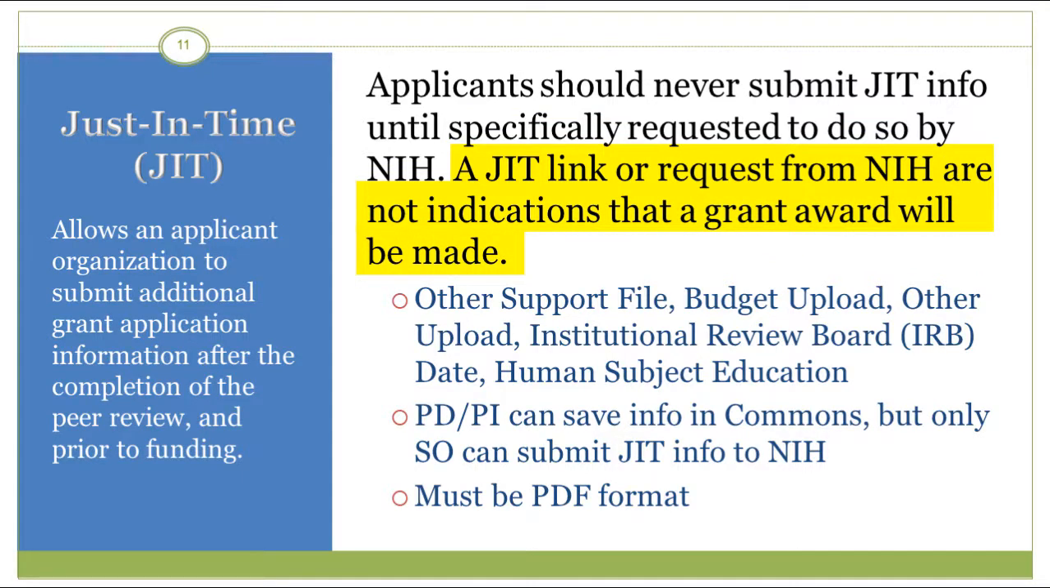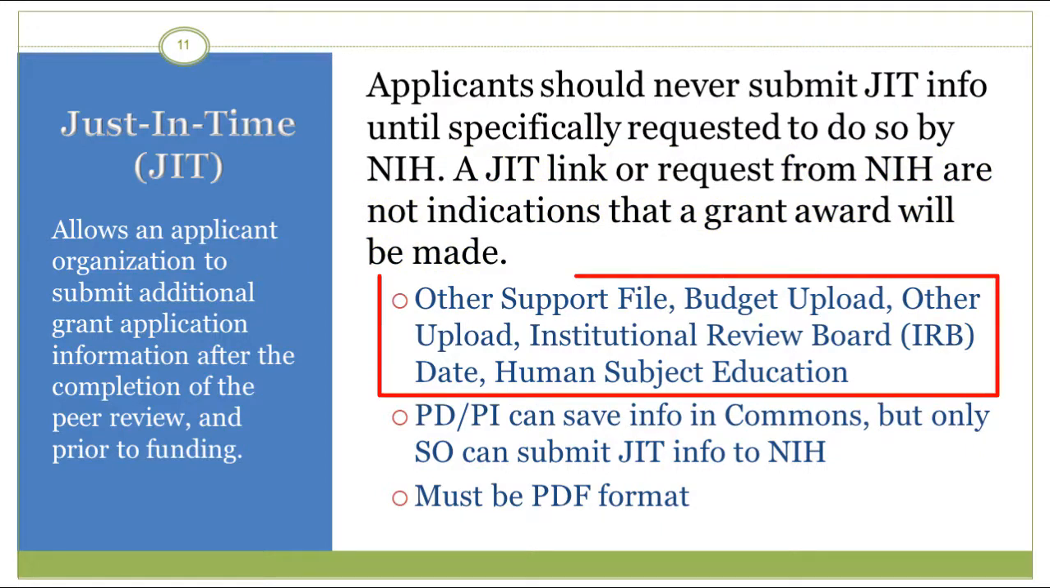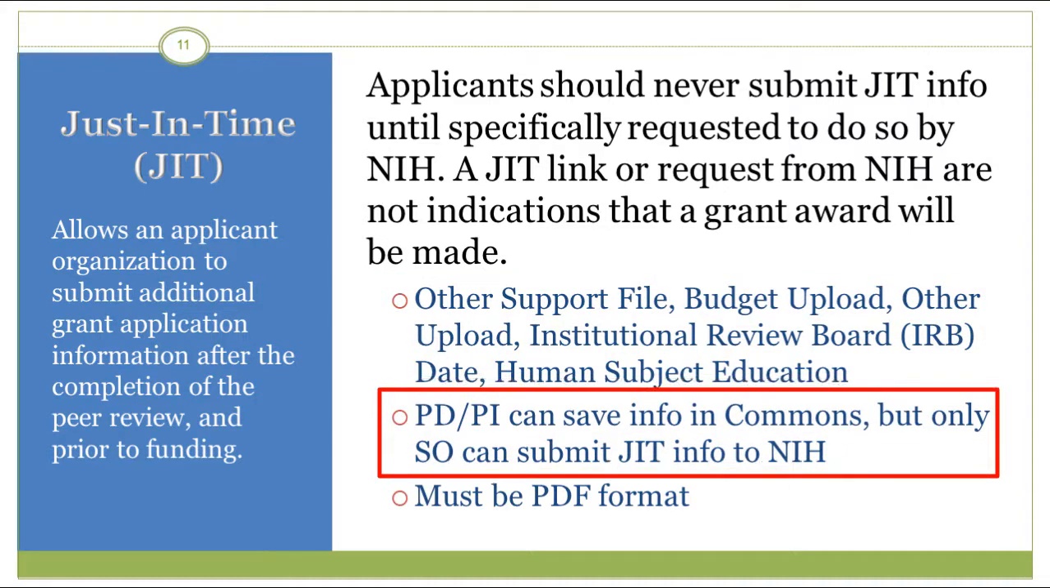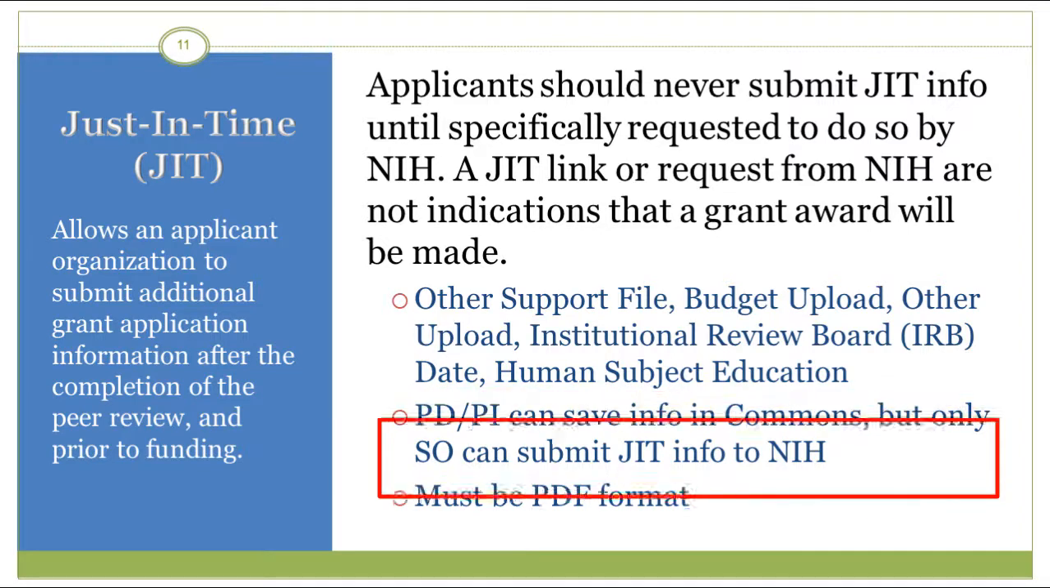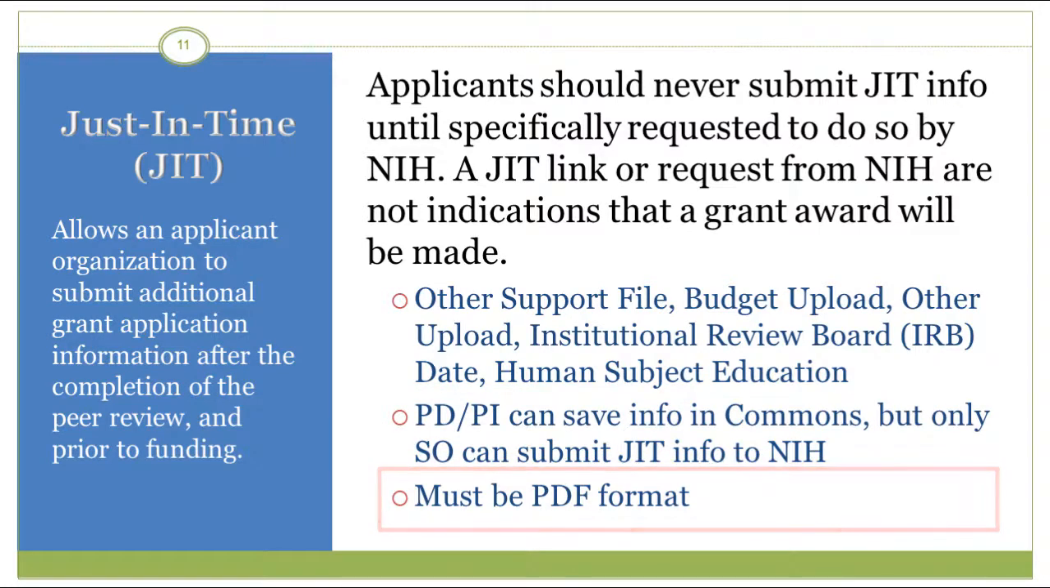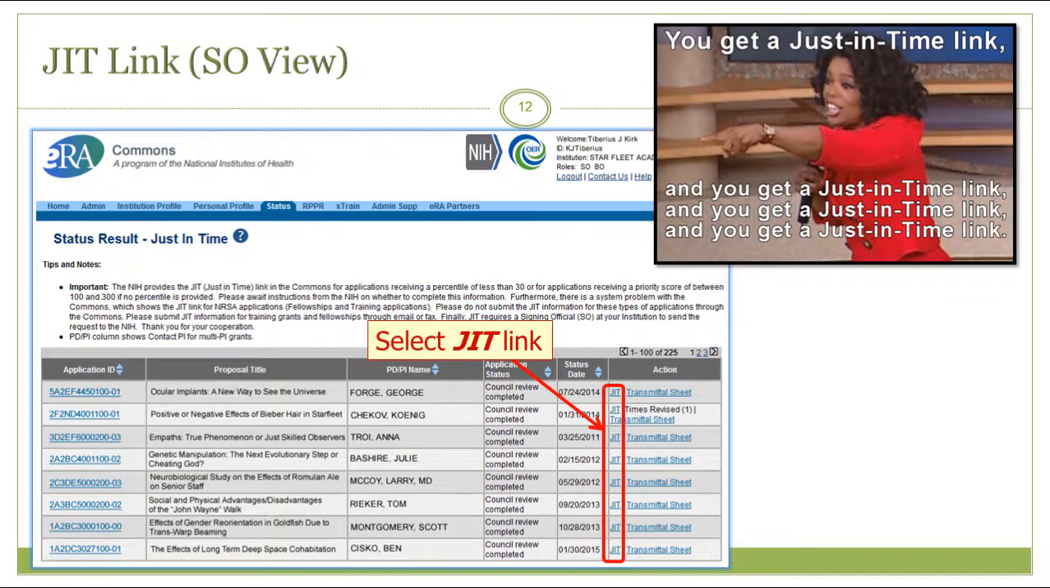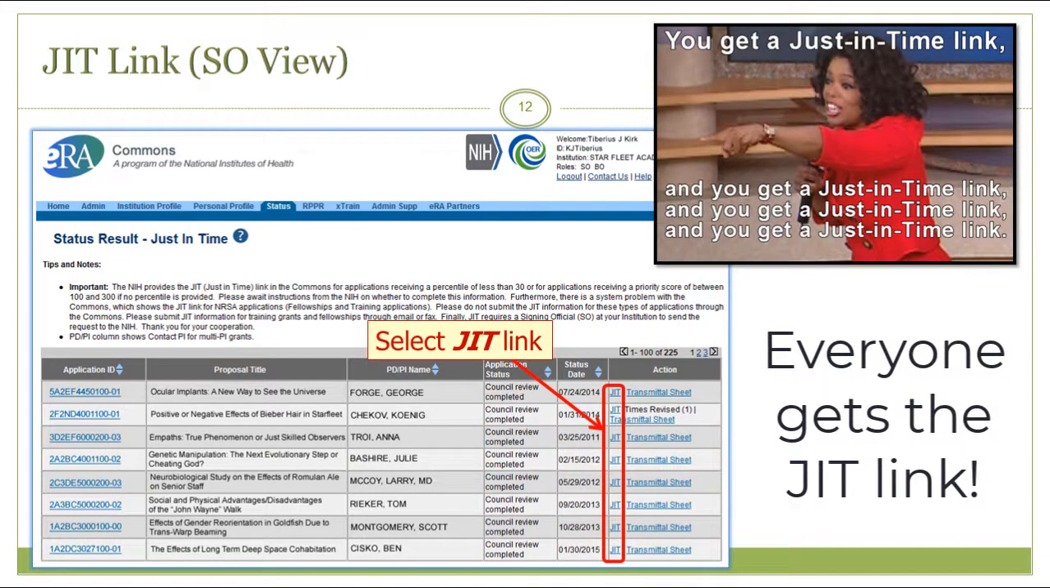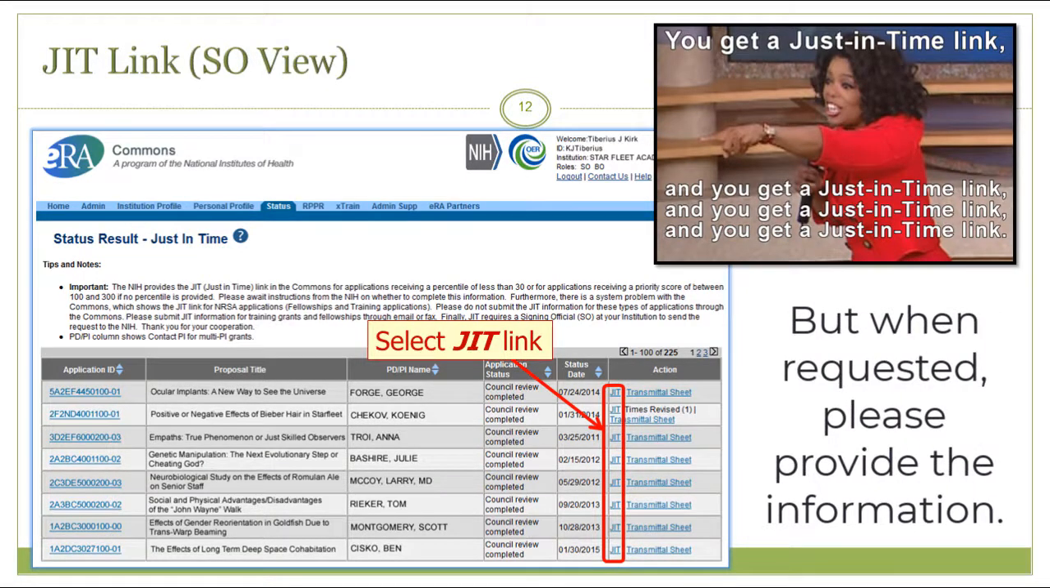What we will be looking for when you submit that JIT is things like other support, budget uploads, other uploads, institutional review board dates, human subjects education, things like that. The PDPI can go in and make these additions, but they cannot submit the JIT to NIH. That must be done only by the signing official, and everything that's uploaded must be in PDF format. I love this slide because it states the obvious. Everyone gets a link, so to reiterate, the JIT link doesn't guarantee award. With that being said, when your NIH grant staff requests that you submit, please do so.